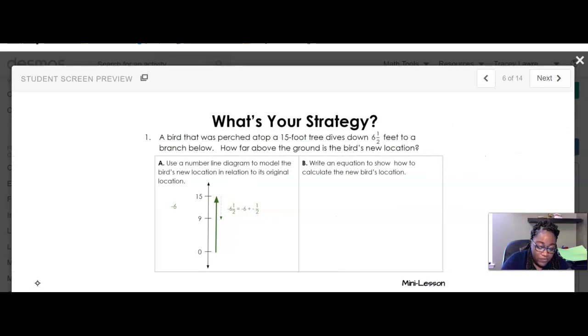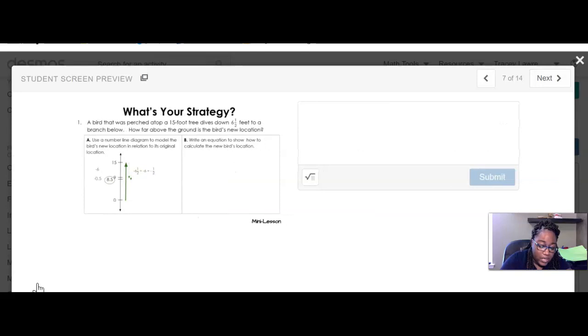So it was 15 feet atop a tree, and then it went down 6 feet. Okay, so that means that we're now at 9. And now we just have the half a foot to go. So 9 minus the half, or we can write -0.5, which would take us to 8.5. Okay, so let's write an equation to show what that would look like.